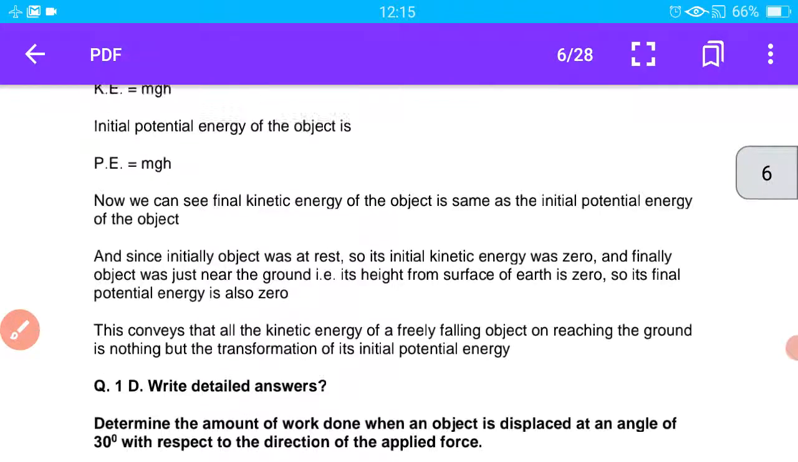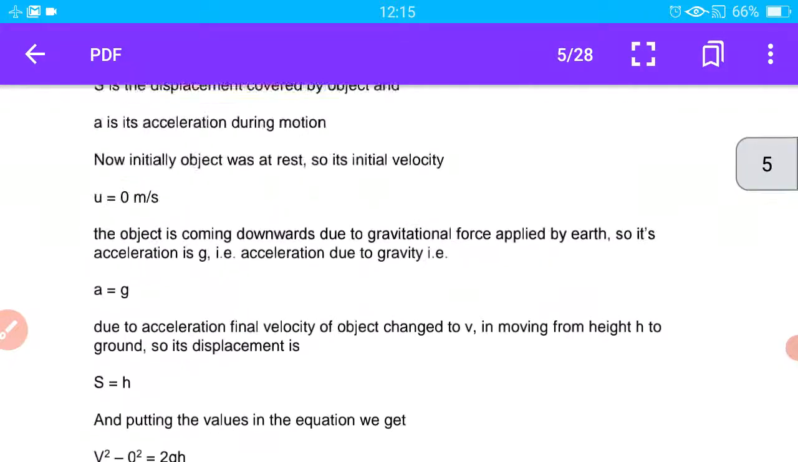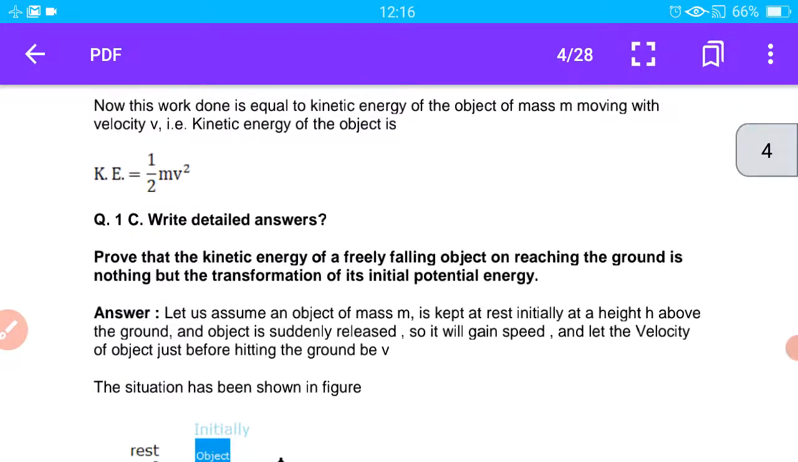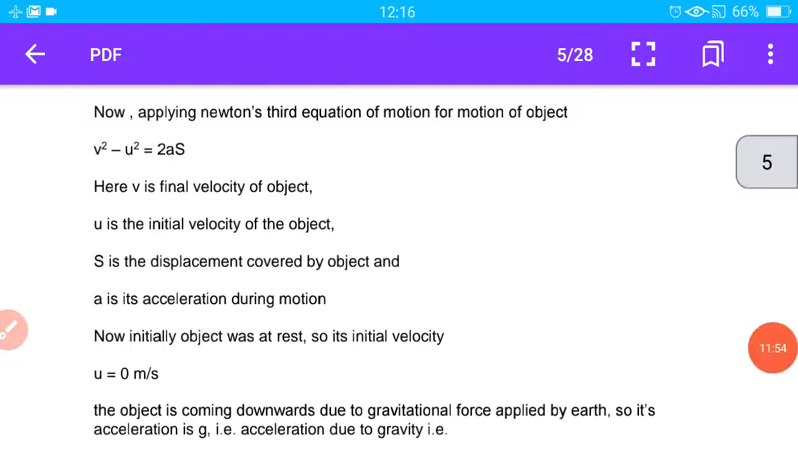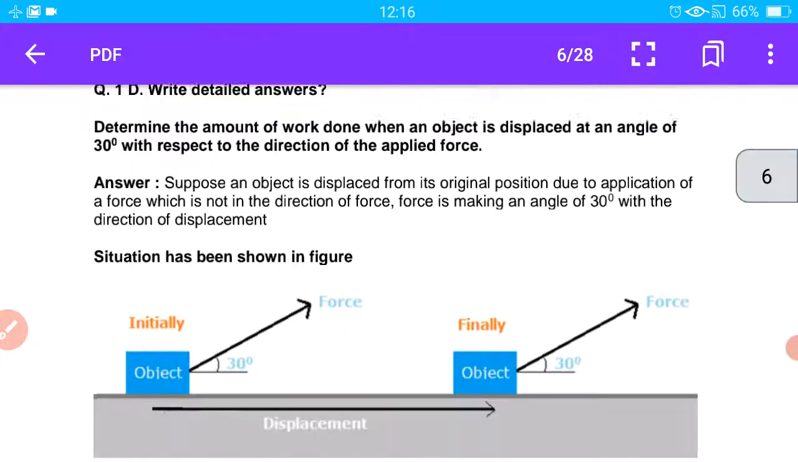Okay, your answer was completed. Question number 1C completed. Question number 1D, write a detailed answer. The question is, determine the amount of work done when an object is displaced at an angle of 30 degrees with respect to the direction of the applied force.